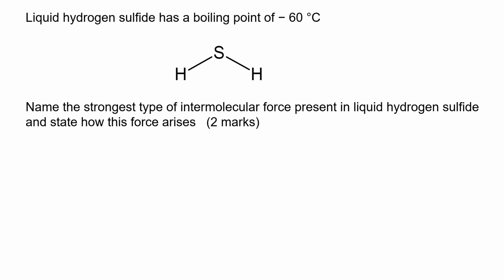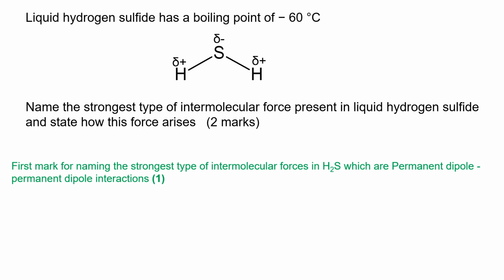Now we know the strongest type of intermolecular force is hydrogen bonding, but that's not going to be present between molecules of hydrogen sulfide because we don't have oxygen, nitrogen or fluorine joined to hydrogen. However, we do have a permanent dipole here between sulfur and hydrogen. Sulfur has a higher electronegativity, so it will have a negative charge given positive charges at the hydrogens. So we can say that hydrogen sulfide has permanent-dipole interactions between its molecules. So that would get you 1 mark.